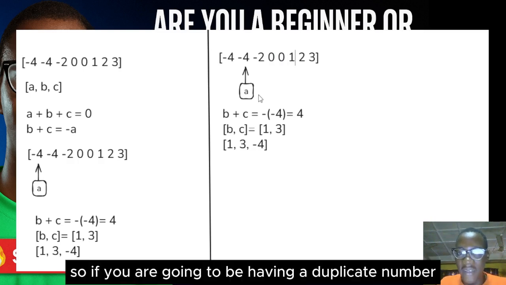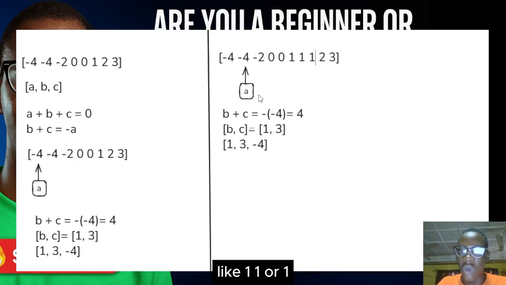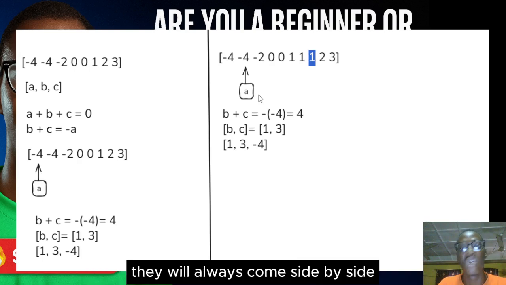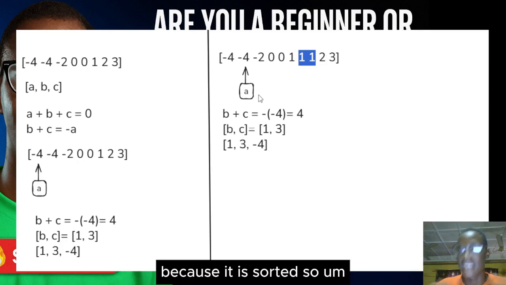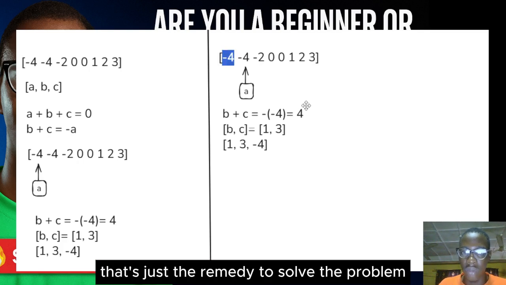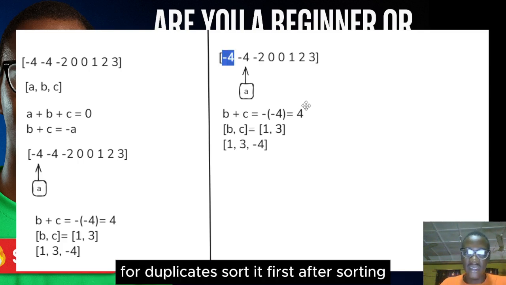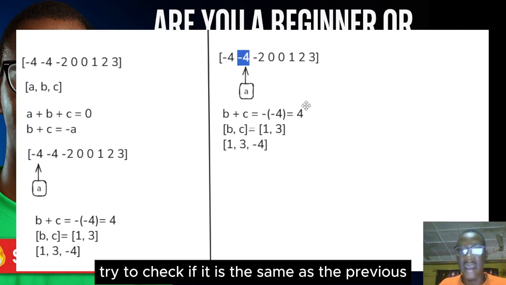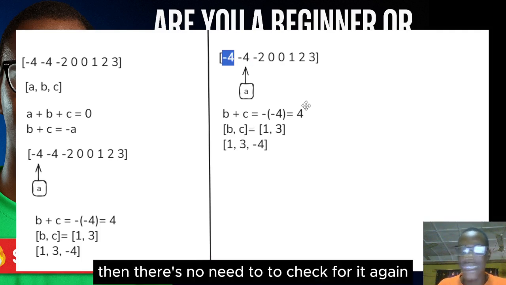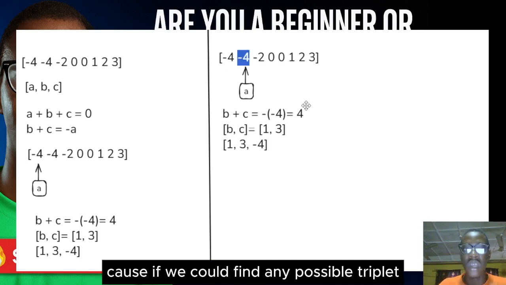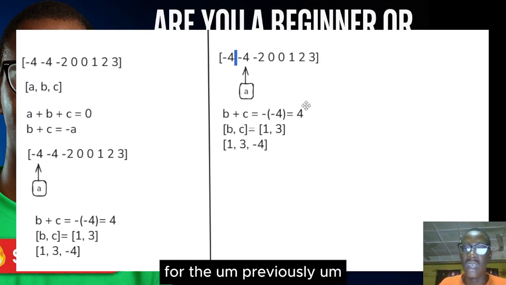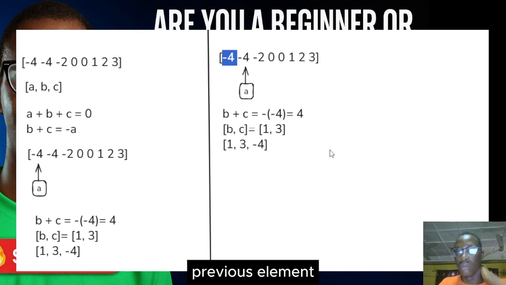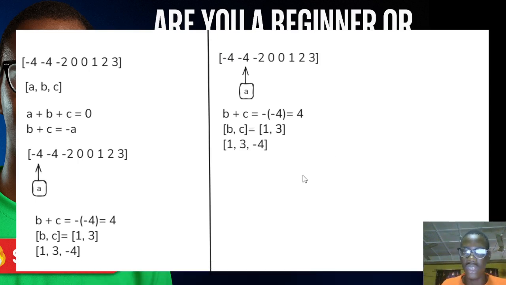So if we have a duplicate number like 1 1 or 1 1 1 that would result in a duplicate triplet, they will always come side by side. You understand? They always come side by side. Why? Because it is sorted. So that's just the remedy to solve the problem for duplicates. Sort it first. After sorting, check if it is the same as the previous. If it is the same, then there's no need to check for it again, because any possible triplet we could find will be the same set of triplets that we found for the previous element. So that's how you need to solve this problem.